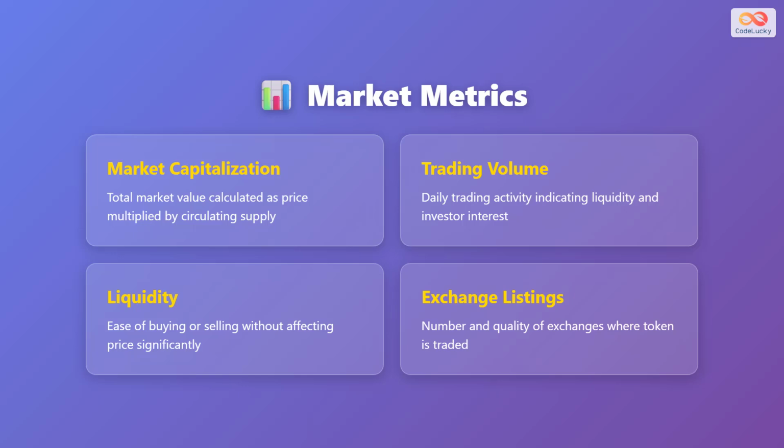Market metrics help you understand a cryptocurrency's position in the broader market. Market capitalization is the total market value, calculated by multiplying the current price by the circulating supply. It's a key indicator of a project's size and relative importance. Trading volume shows the daily trading activity and is a strong indicator of liquidity and investor interest. Liquidity itself refers to how easily you can buy or sell the cryptocurrency without significantly affecting its price. Finally, consider exchange listings. Is the token traded on reputable exchanges? The number and quality of exchanges listing a cryptocurrency often reflects its legitimacy and accessibility.